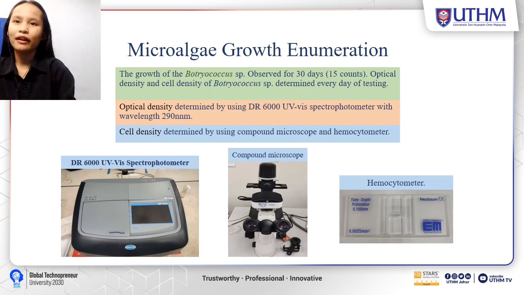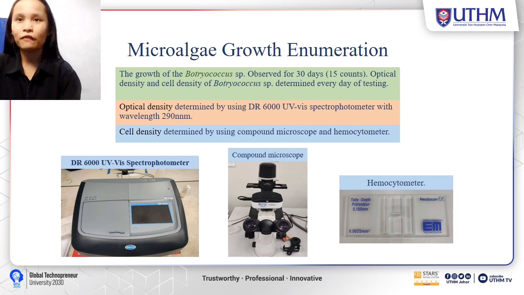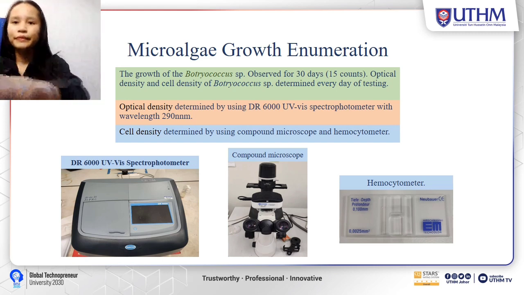Next part is the microalgae growth enumeration. So the growth of the Botryococcus species will be observed for 30 days, which is 15 counts, and the optical density and the cell density of Botryococcus species determined every day of testing. Optical density determined by using DR6000 UV-Vis spectrophotometer with wavelength 290 nanometer. Cell density determined by using compound microscope and hemocytometer. The picture of each instrument are shown in the slide.